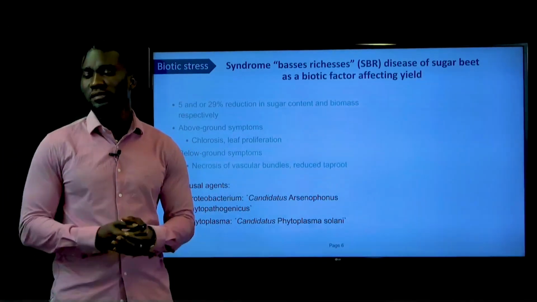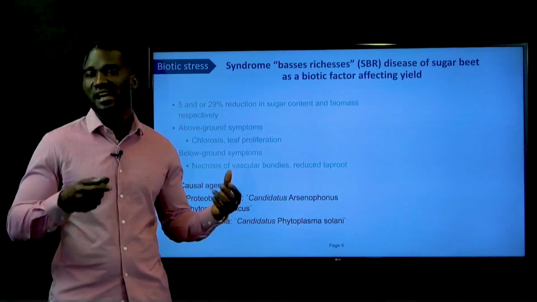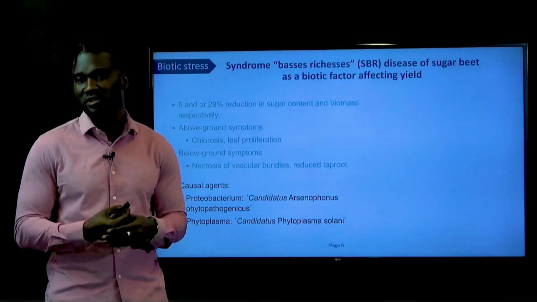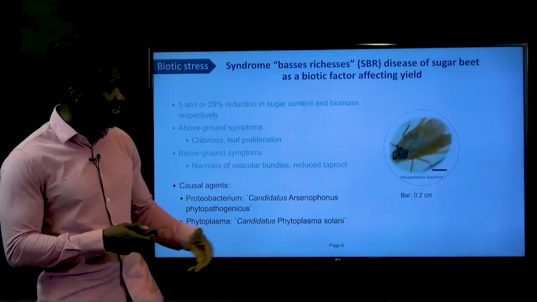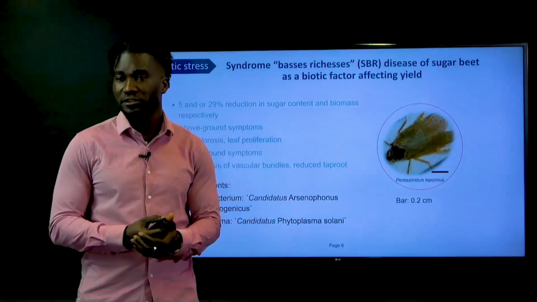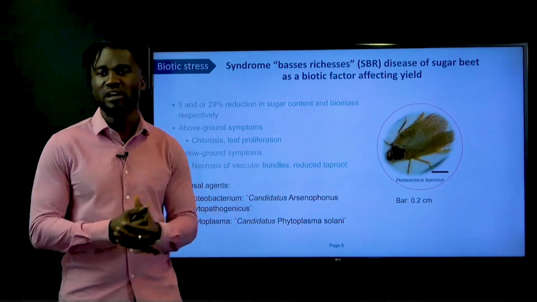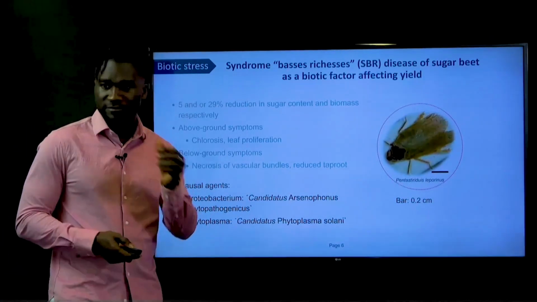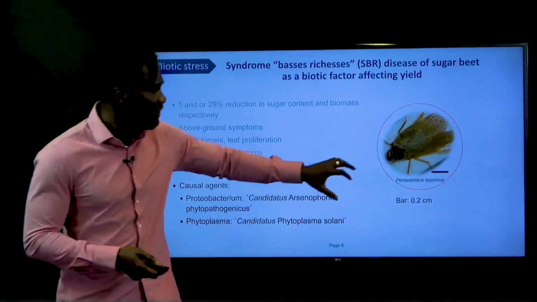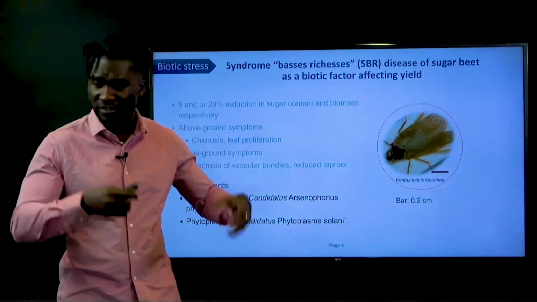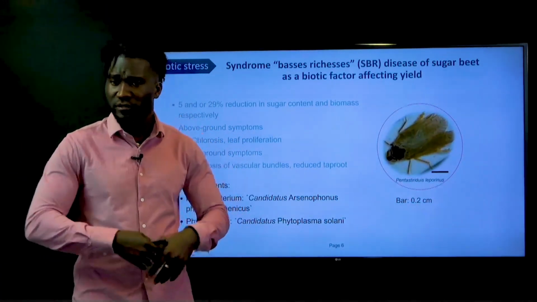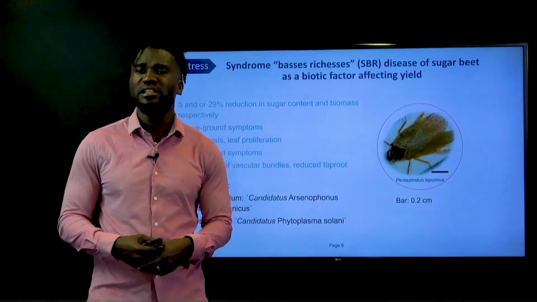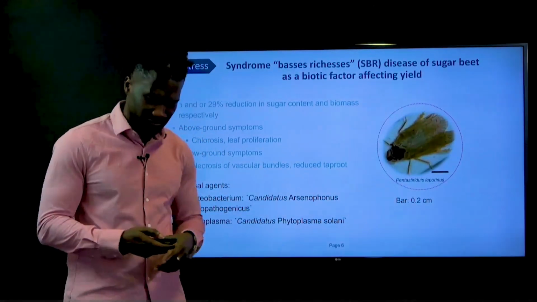I would like to emphasize that these are so-called vector-transmitted bacteria, and for that matter, the associated plant hopper here, Pentastiridius leporinus, is the main vector of both classes of phloem-restricted pathogenic bacteria. What this plant hopper does is that it visits healthy plants on the field, feeds on them, and simultaneously transmits the SBR pathogens.